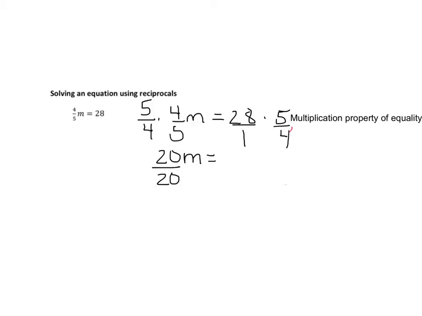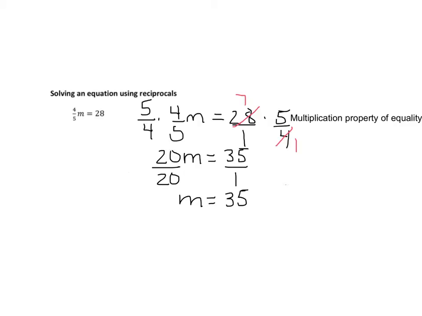28 and 4 are both divisible by 4. So 4 divided by 4 is 1. 28 divided by 4 is 7. So you could then multiply across and have 7 times 5 is 35 over 1, which would simplify into giving us m equals 35. If you did not remember the cross simplifying, you could do 28 times 5, put that over 1 times 4, and simplify the fraction to get 35.